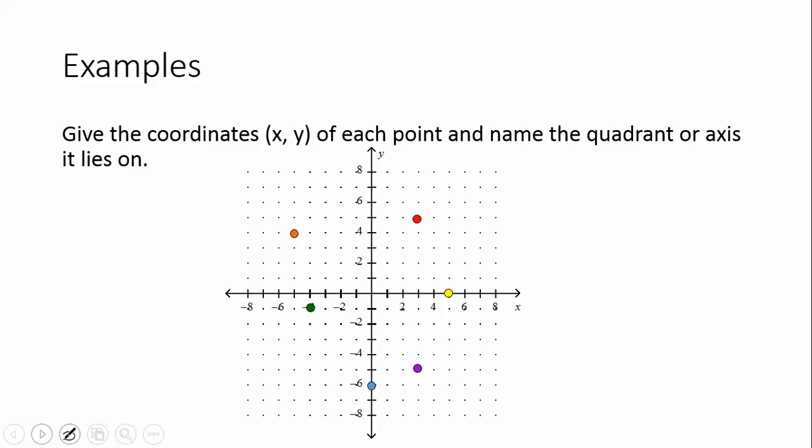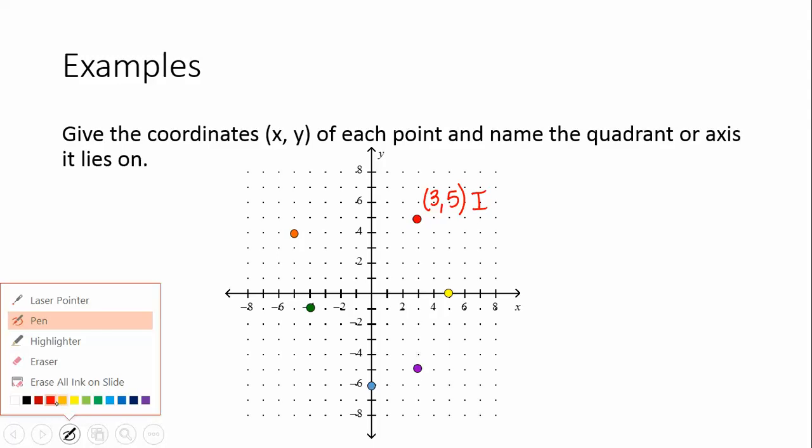Now let's go the other way. Give the coordinates of each point and name the quadrant or axis that it lies on. So first we have the red point. This is in quadrant 1, and if we start at the origin, how do we get there? We go 3 in the x direction, 5 in the y direction. So we would label this 3, 5. This is also in quadrant 1.